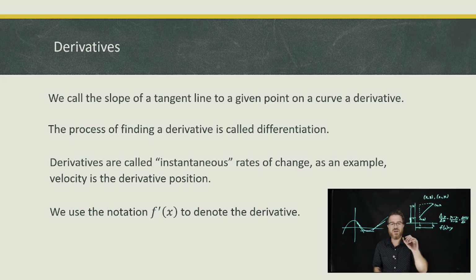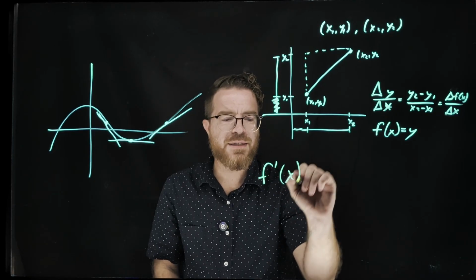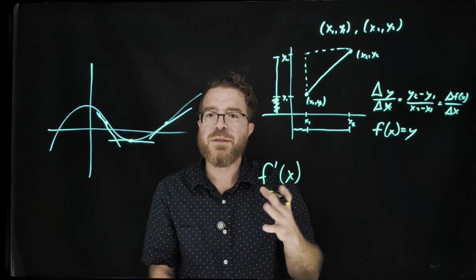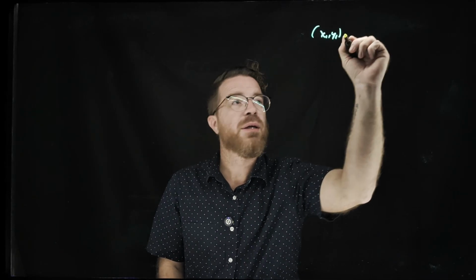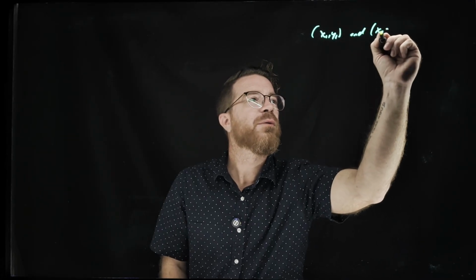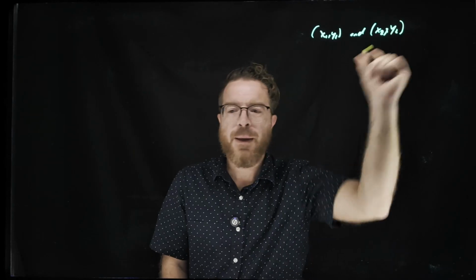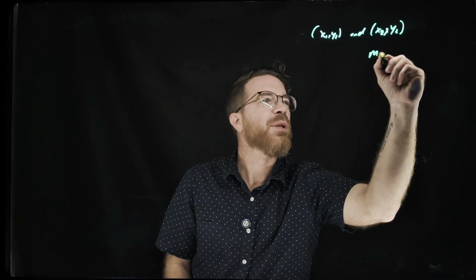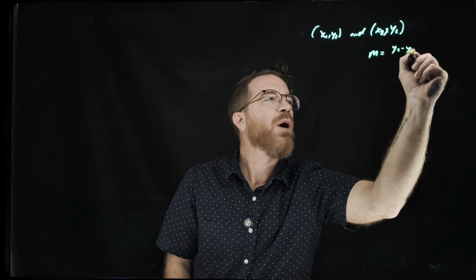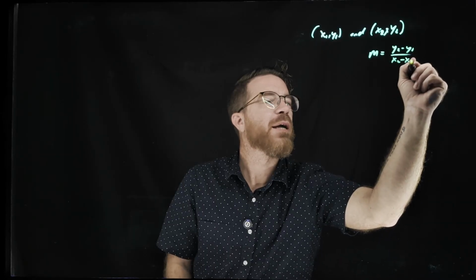And we're going to use the notation f prime of x to represent that we are doing differentiation. Now, since the derivative of a function at some given point represents the slope of the tangent line at that point, we're going to be using formulas for slope to find our derivative. So if you remember, if we have the points (x1, y1) and (x2, y2), we would have that the slope, which I'm going to write as m because it's the line slope formula, would be y2 minus y1 over x2 minus x1.